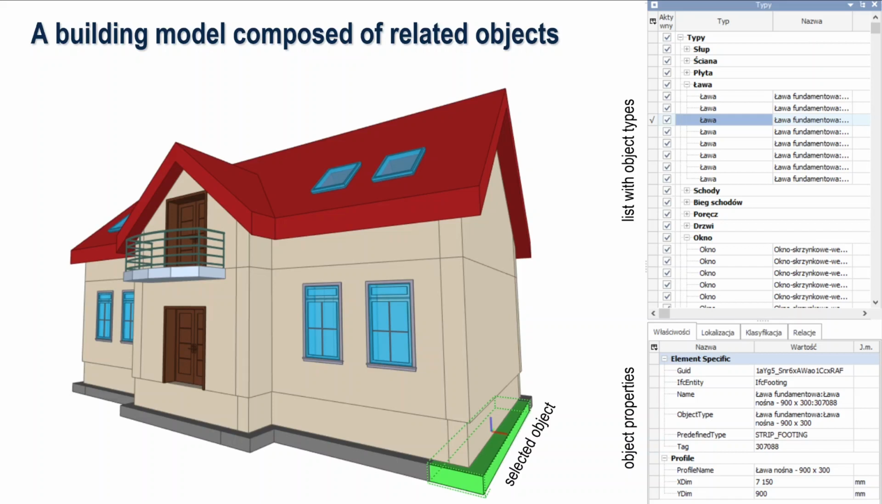We can indicate an object on the list or the model and see its properties on the list with parameters. Importantly, these properties are not only graphic, but also describe the material, price, installation time, and even the damage found during inspection, for example. Unless, of course, the tool does not allow us to add such data.